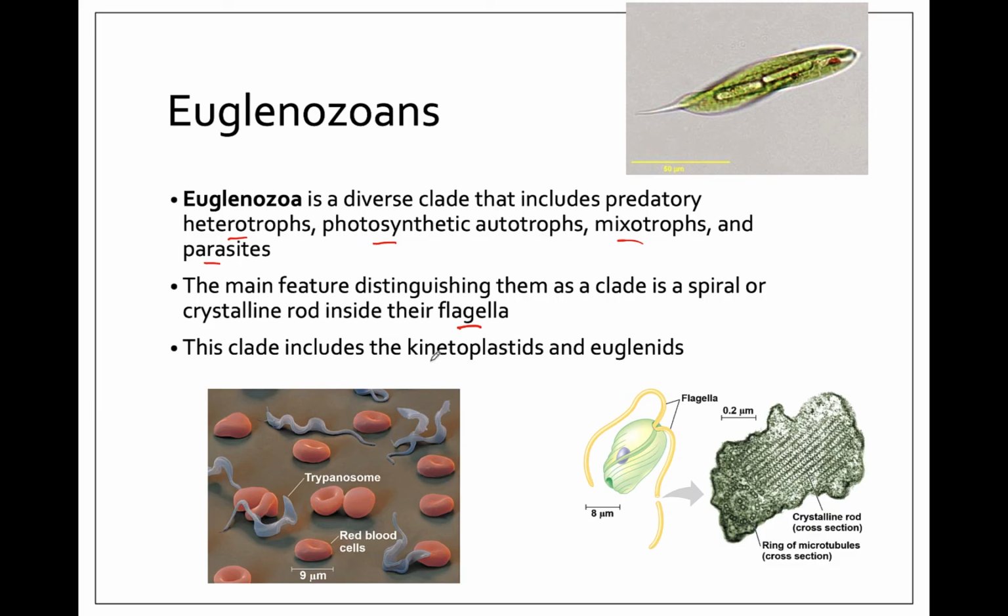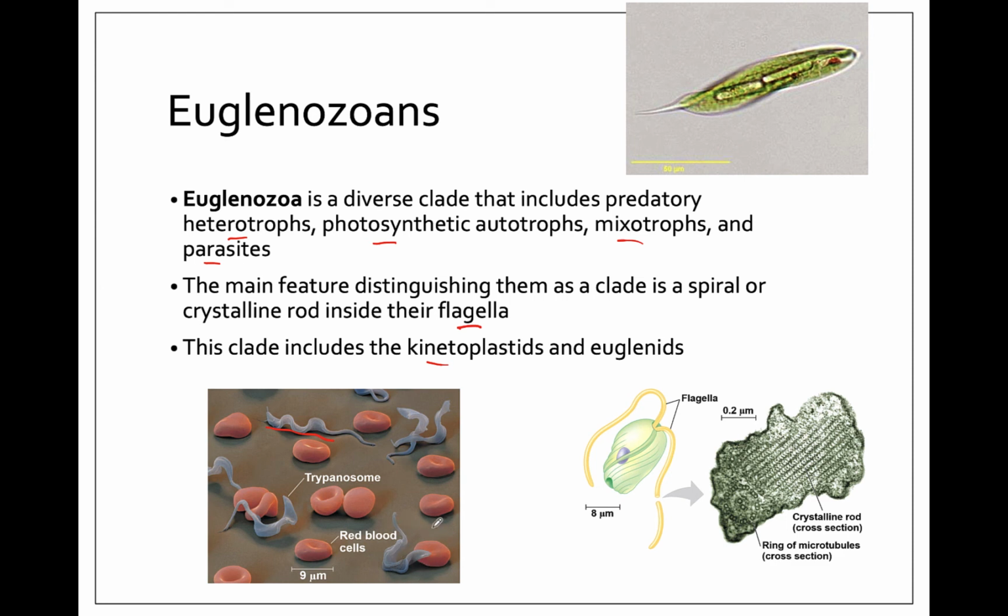Inside of this, we have one group called the kinetoplastids, and inside of this, we have an example of a parasite in humans, trypanosoma, which causes African sleeping sickness, and it's spread by the tsetse fly. So this is the parasite that causes African sleeping sickness. It's about twice the size of a red blood cell, you can see here.